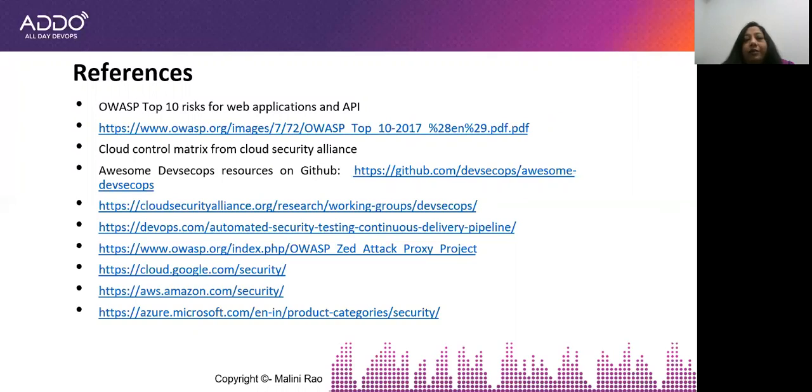Then you should refer to the OWASP Top 10 risks on the OWASP page, and you should also refer to the Google, Amazon, and Microsoft security pages that they have. Then Cloud Security Alliance has a working group for DevSecOps. You should join that and start looking into some of the development that is happening in that area.